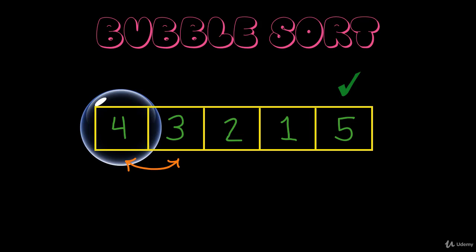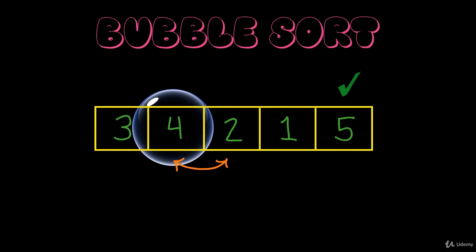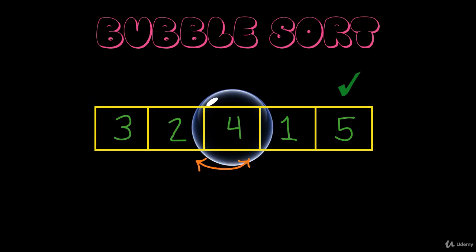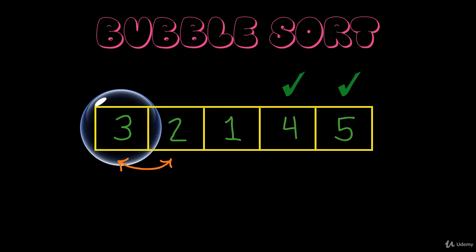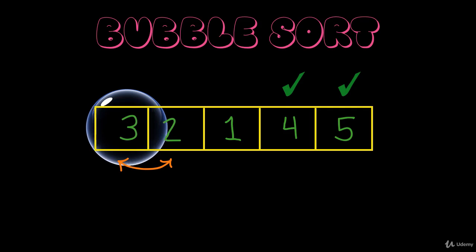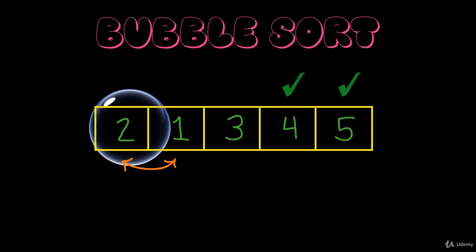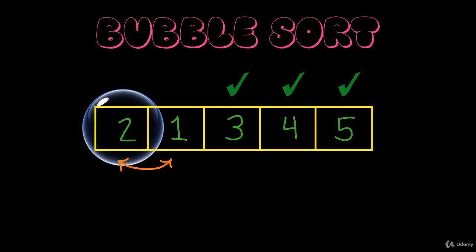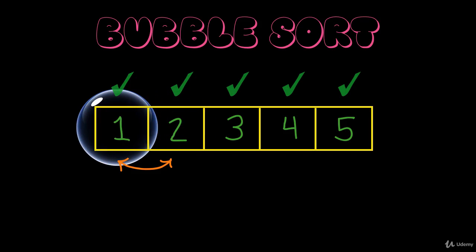So now we've got 4, 3, 2, 1, and we start again. We go 4 compared to 3, it's bigger, swap. 4 compared to 2, it's bigger, swap. 4 compared to 1, it's bigger, swap, and we lock in the 4. So now we've got the 4 and the 5, and we just repeat this process again. We're left with 3, 2, 1, and we just repeat. 3 to 2, swap, 3 to 1, swap. Now we've locked in the 3. Then we're left with 2 and 1, 2 to 1, swap, and then we finally have our sorted array.